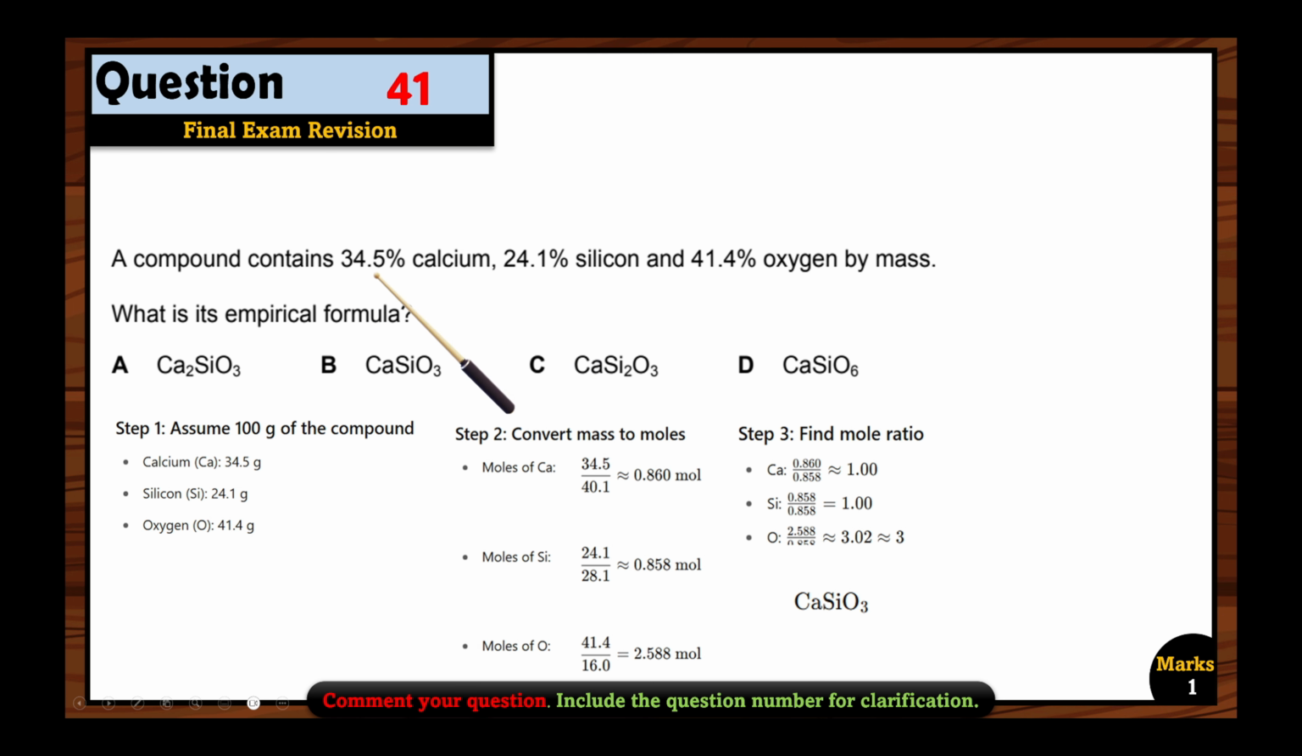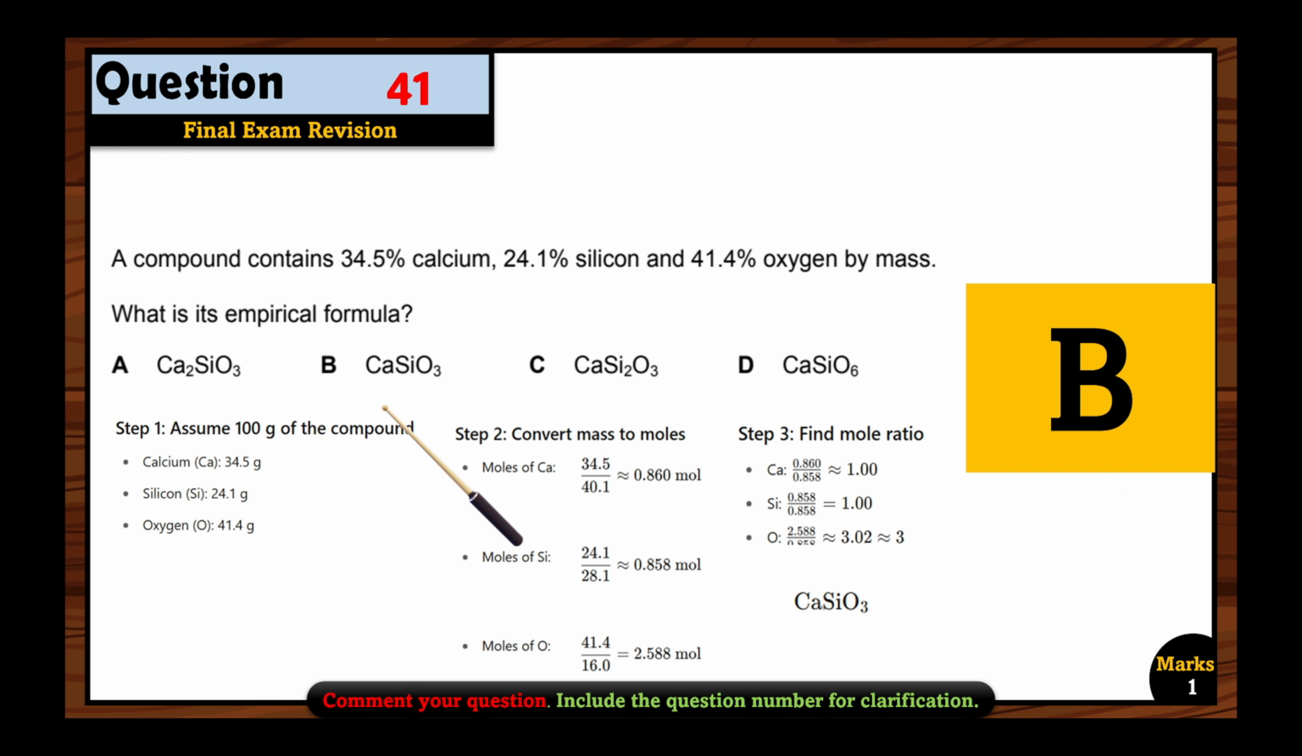Once you calculate the moles, you see that for calcium and silicon, because they are all in decimals, not whole numbers, you can just divide them by the shortest number. Which value is shortest? Of course, these two are the shortest. You can divide them. So calcium will be 1, silicon will also be 1, and oxygen you will get 3, right? So how many calcium do you have in this formula? 1 calcium, 1 silicon, and 3 oxygen, right? So CaSiO3 is the right empirical formula. So option B is correct.